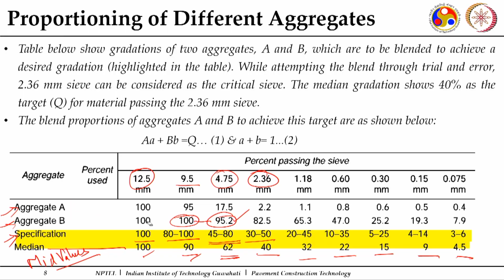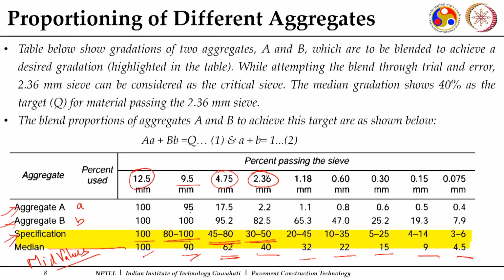So, now I need to blend these two, in whatever proportions of A and B I mix them, so that the combination gives me something within this range, and my target will be my mid values. Now, for this particular one, what I can observe, and it comes with experience, is this sieve size.